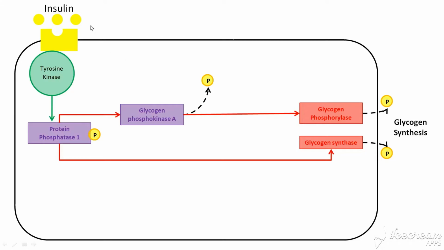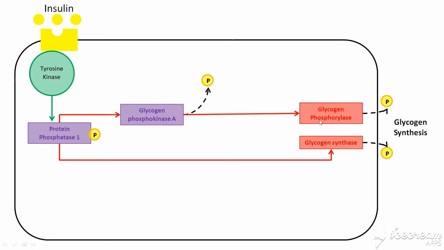So now we're going to look at the insulin effect on glycogen synthesis and breakdown down to the cellular level. So when insulin binds to its respective receptor, remember that insulin is a tyrosine kinase coupled receptor. So it's going to activate tyrosine kinase. Now the tyrosine kinase, of course, is going to come along and it's going to phosphorylate protein phosphatase 1. Now the protein phosphatase 1 is going to go along and remove a phosphate group from glycogen synthase. The protein phosphatase 1 is also going to remove a phosphate group from the intermediate glycogen phosphokinase A, and this, of course, is going to prevent the phosphorylation of glycogen phosphorylase.